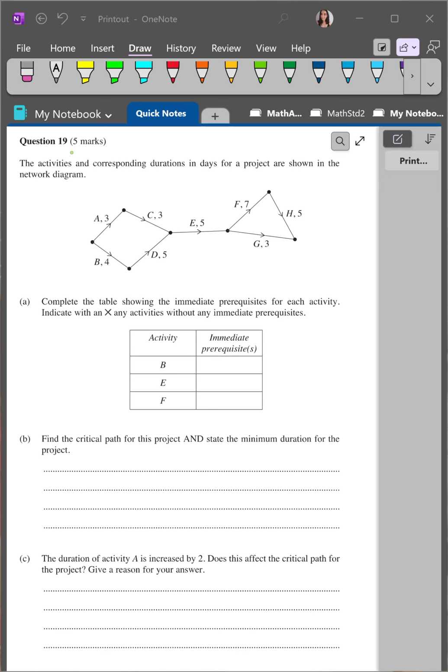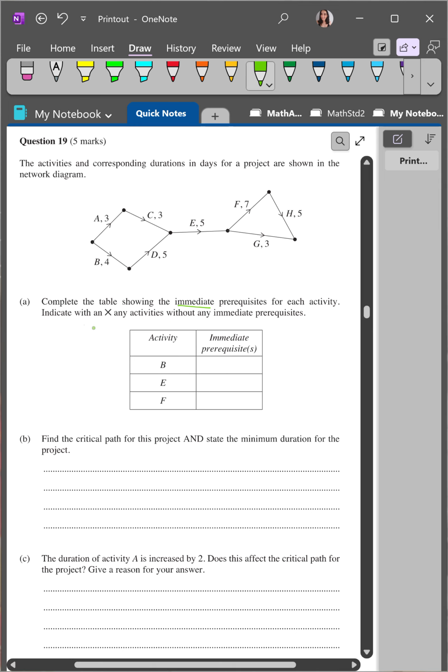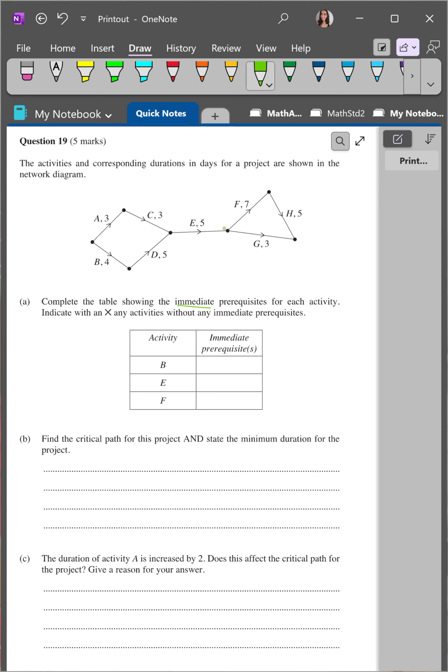Question 19. The activities and corresponding durations in days for a project are shown in the network diagram. Complete the table showing the immediate prerequisites for each activity. Indicate with an X any activities without immediate prerequisites. So the immediate prerequisite is the activities that are just before the activity that you're being asked to find the immediate prerequisites for. It doesn't include every activity before that up until the start point.